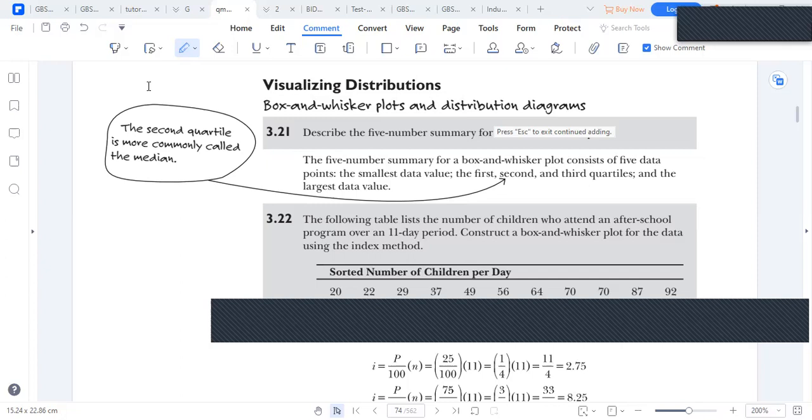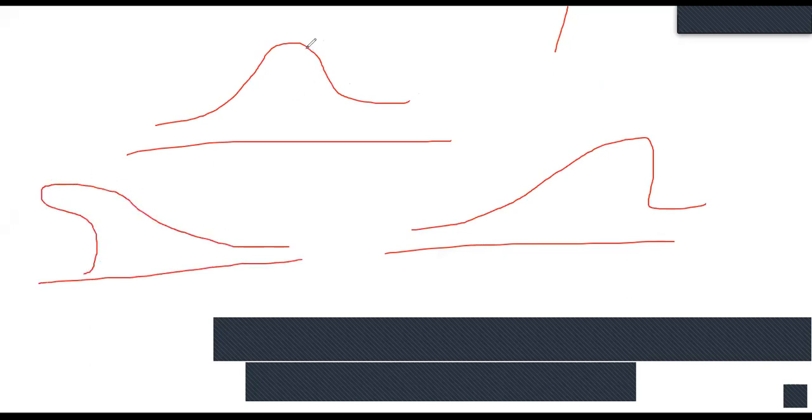So what does skewness really talk about? Skewness simply looks at the measure of asymmetry that a distribution may have. Asymmetry is simply the shape of your distribution, whether it is looking like this, or whether it is looking like this, or whether it is looking like this. So when you have a symmetrical distribution, it means the left side mirrors the right side.